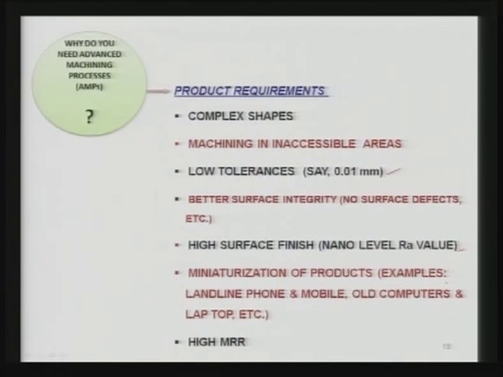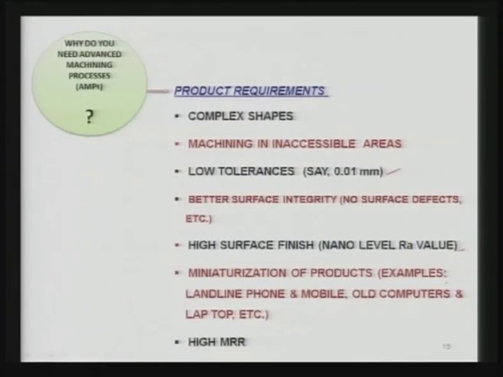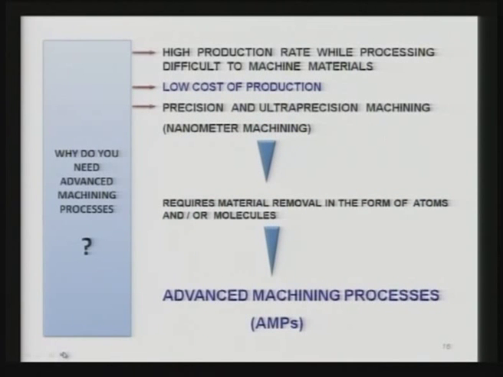For example, landline phone and mobile. Mobile shape and size has considerably changed as compared to the landline telephones. Old computers and new laptop, again the miniaturization has taken place substantially, etc. And also we need higher productivity or higher material removal rate. So, high production rate while processing difficult to machine material is another requirement.